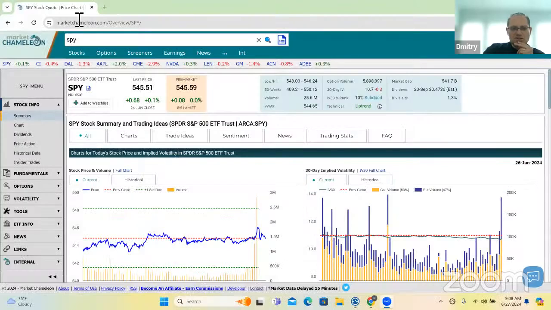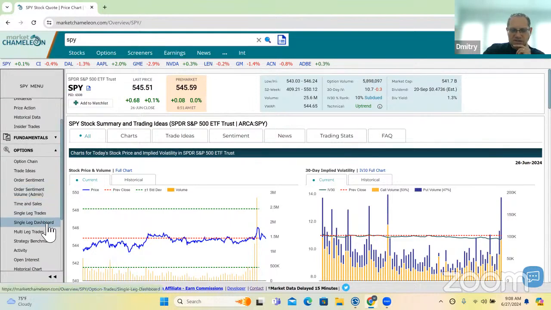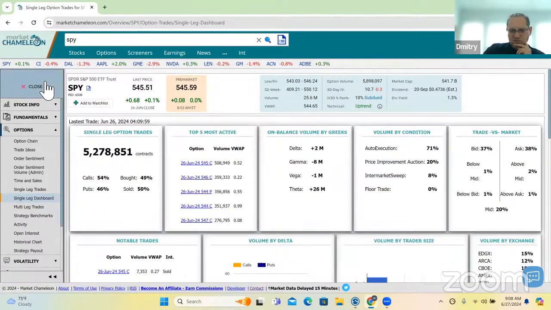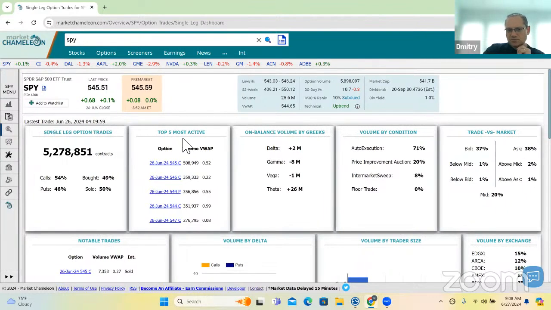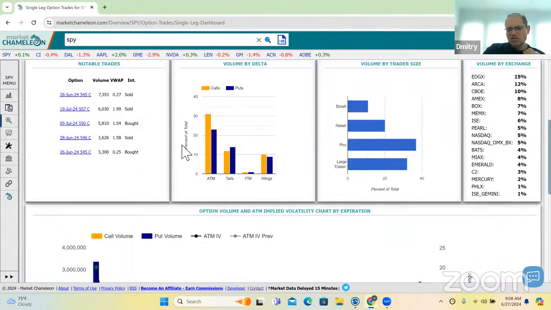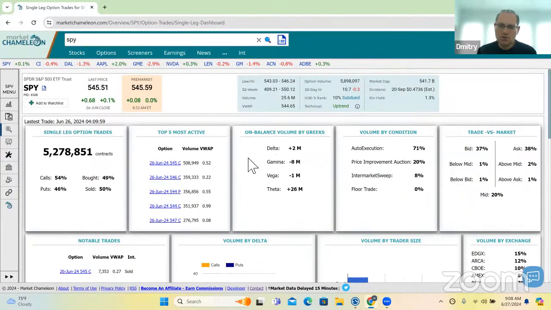So I'm going to default right now to SPY in our example, and I'm going to go back to the single leg dashboard. And let me close this menu to expand the screen. Now, what this page does is isolate all the single leg options trades. Those are options trades that were not indicated as part of a spread or contingent trade. And we put those in a bucket, and then we analyze it from different perspectives.